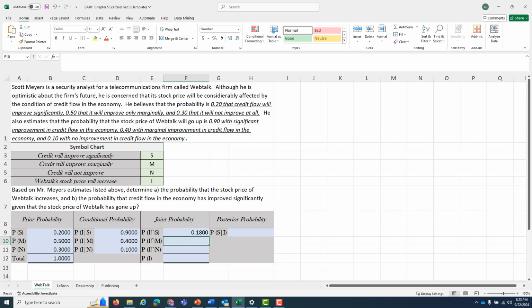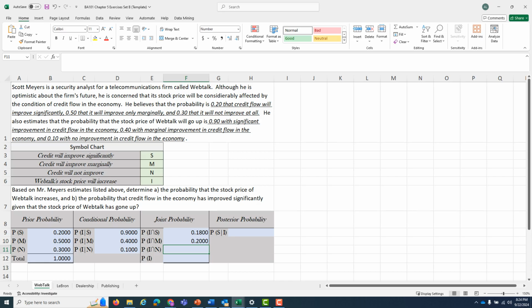Well, we're saying the chance that there's only marginal improvement to the credit flow in the economy is 50%, and of that, only 40% of the time will it cause our stock price to increase. So if we multiply those two numbers together, we come up with 20. There's a 20% probability that there will be marginal improvement to our economy's credit flow, but our stock price will still increase.